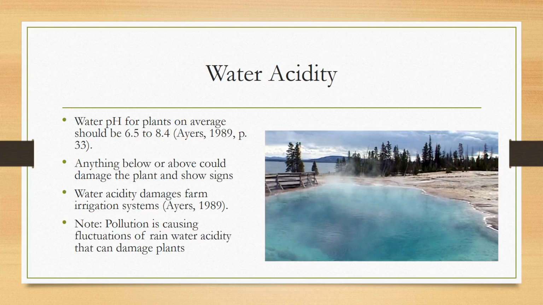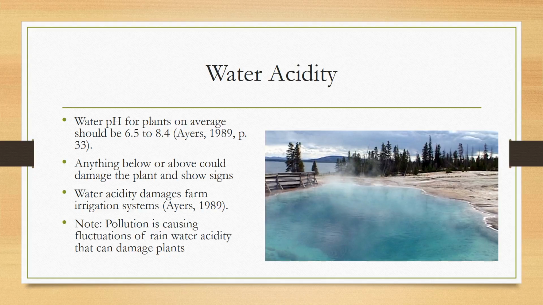Water acidity is the main issue when it comes to what type of water you're giving your plants. Water pH for plants on average should be 6.5 to 8.4 on the pH scale. Anything below or above that could harm the plant and possibly show signs of the plant dying or give it a chemical burn that you do not want.